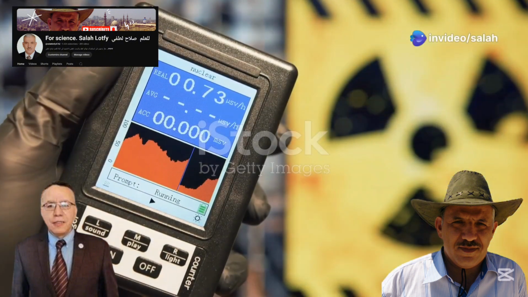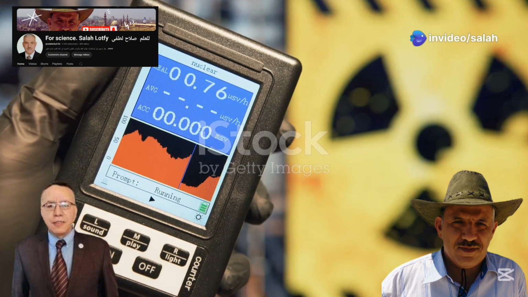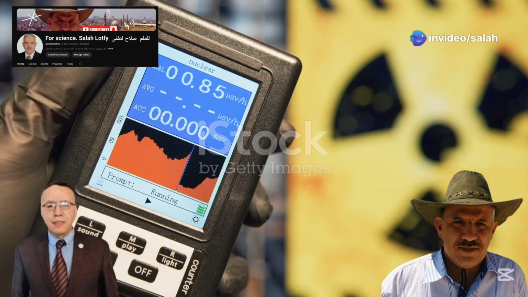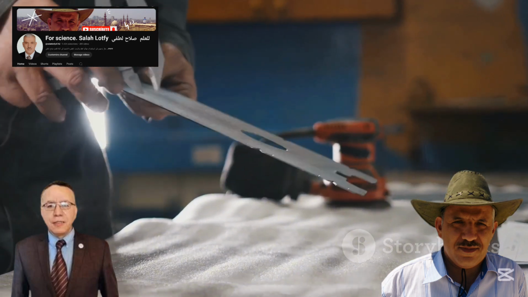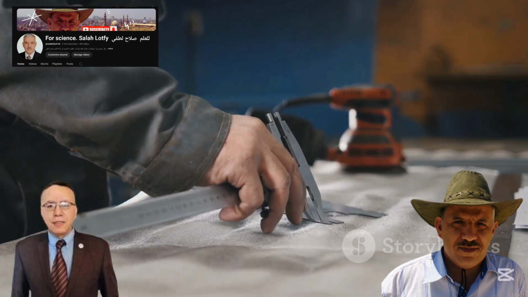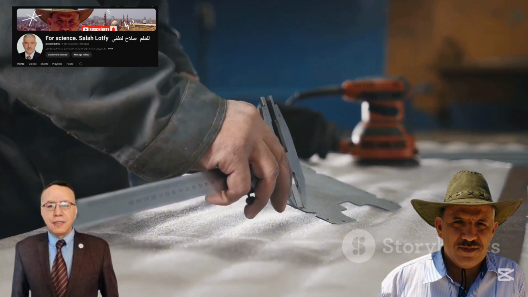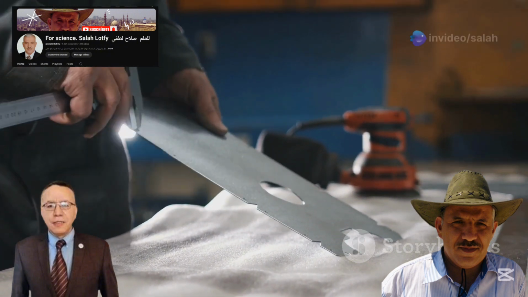When it comes to precision measurement and thickness control, radiation gauges are indispensable. These gauges are capable of measuring the thickness of paper, plastics, and metal sheets with extreme accuracy, ensuring consistency and quality in manufacturing processes.